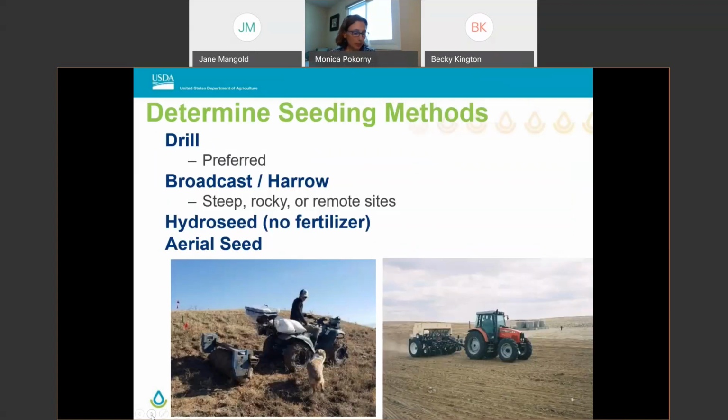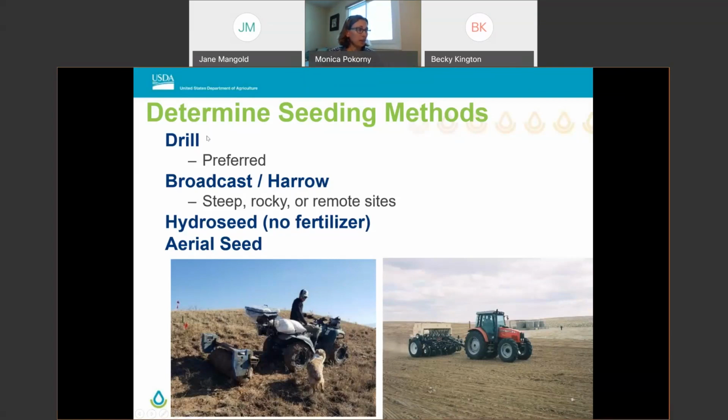So some of the methods we use in revegetation for seeding are either drill seeding, broadcast seeding, you might use a hydro seeding application, or aerial seeding. The drill seeding is really the preferred method if you can find a rangeland drill to use. Some of our conservation districts or Pheasants Forever or some of the weed districts might have drill seeders available for rent if you're looking for any of them.